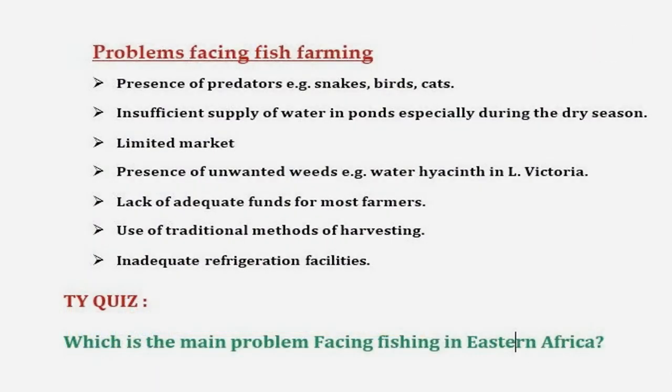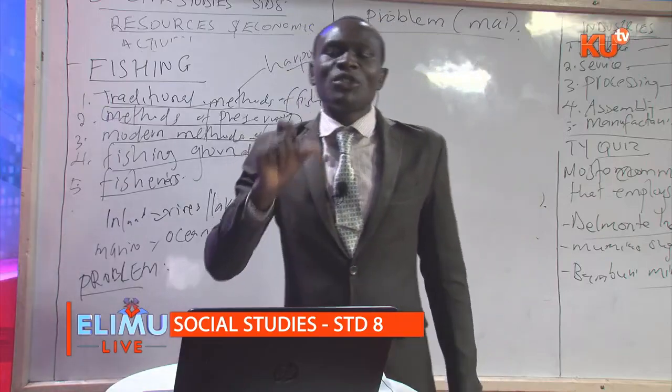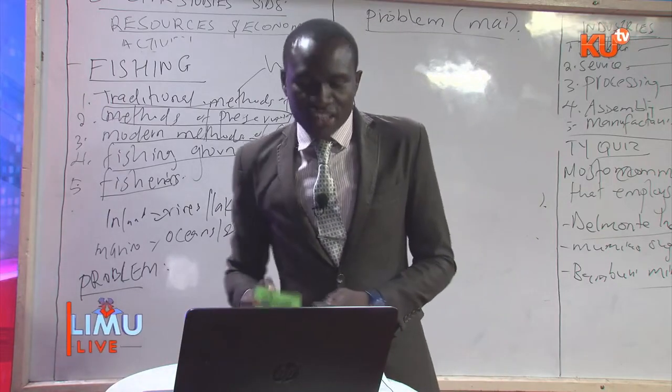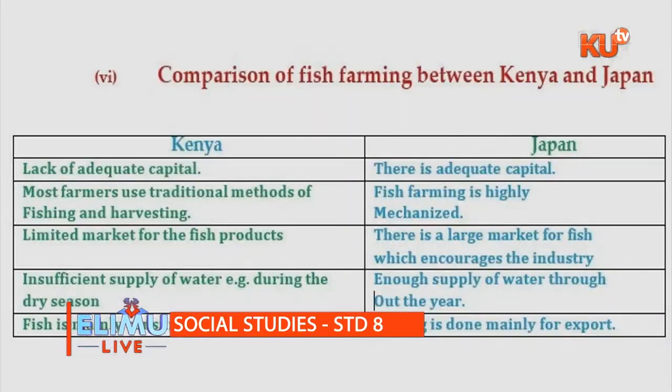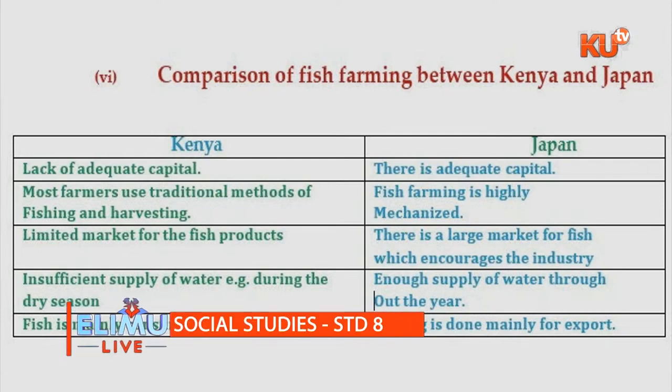Still on fishing, candidates should also be able to compare fishing in Kenya and in Japan. Remember, Japan is one of the most developed countries. When you are comparing fishing in Kenya and Japan, we have said that Kenya is a developing country, whereas Japan is a developed country. It has already developed. So you can see the comparison between Kenya and Japan is that most of the heavy points are on Japan's side. And because Kenya is a developing country, meaning that we don't have sufficient funds.